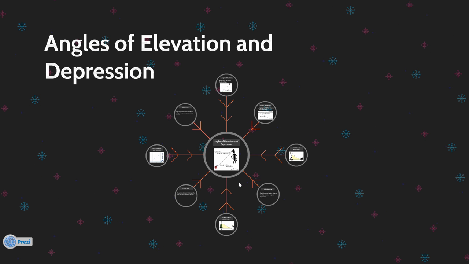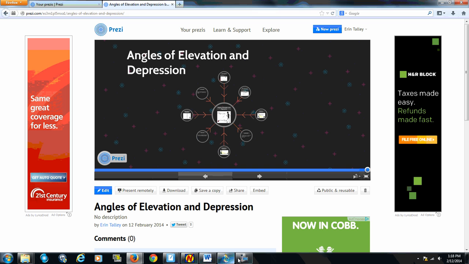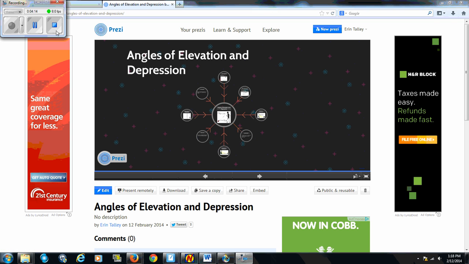This concept is fairly straightforward. It just depends on where your line of sight originally is and whether you're looking up or whether you're looking down. So for these next word problems, we just need to take that into consideration and be careful and make sure that we understand where our perspective is.